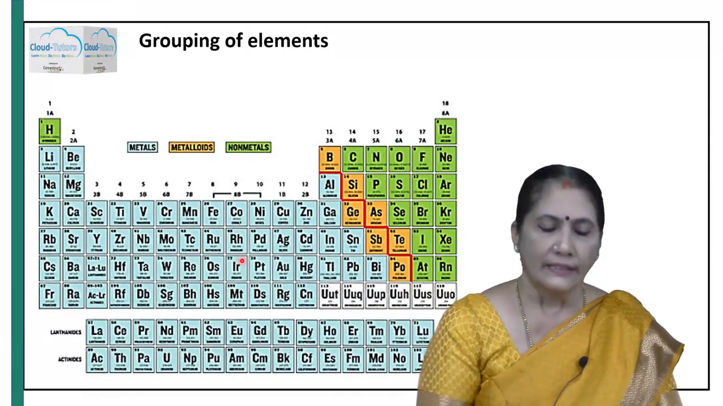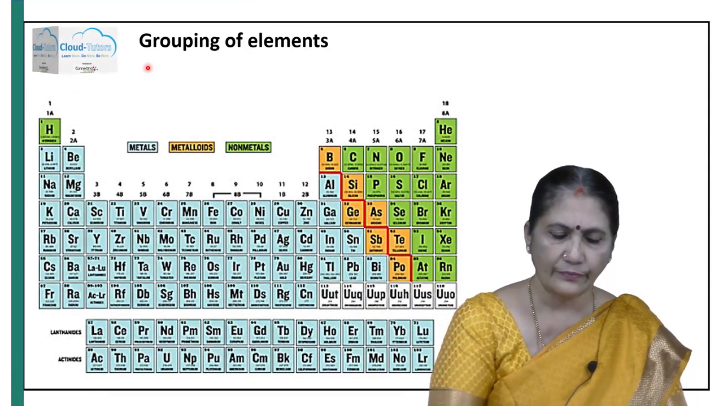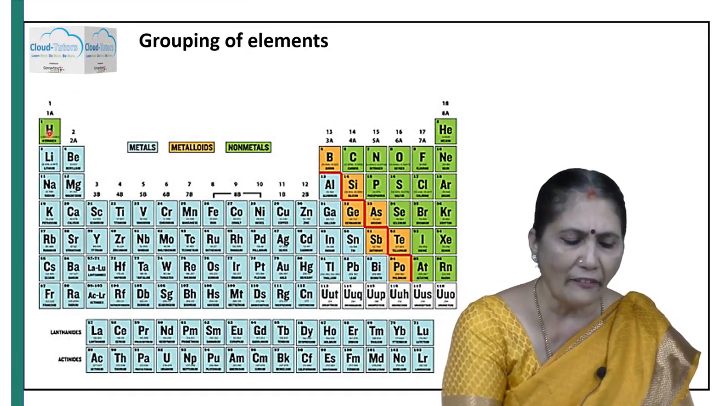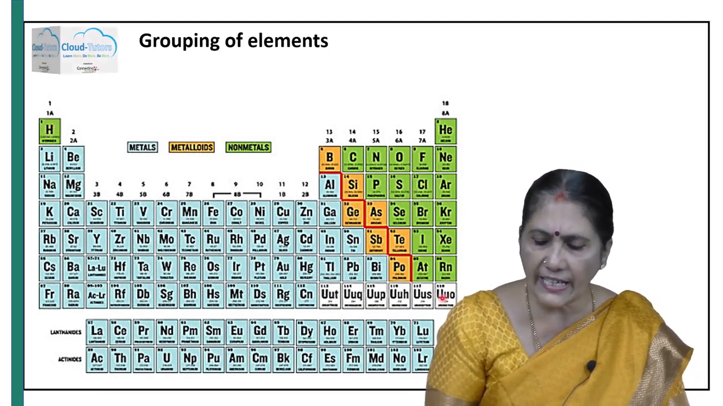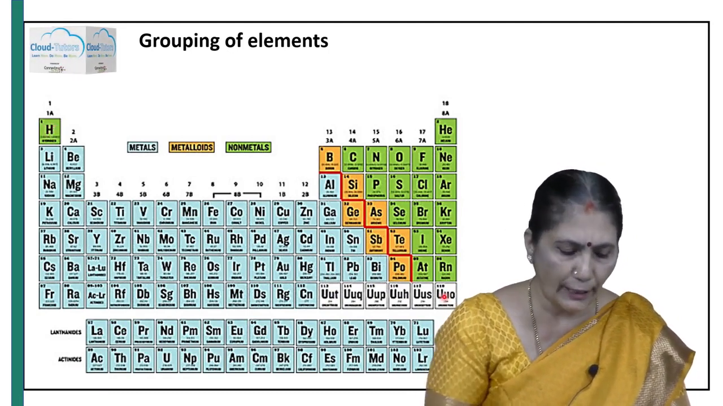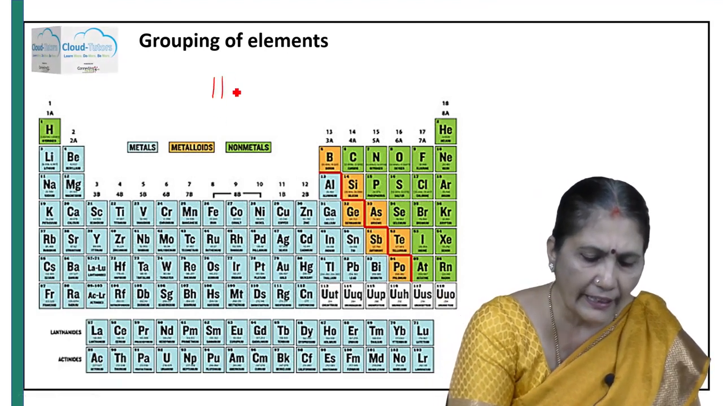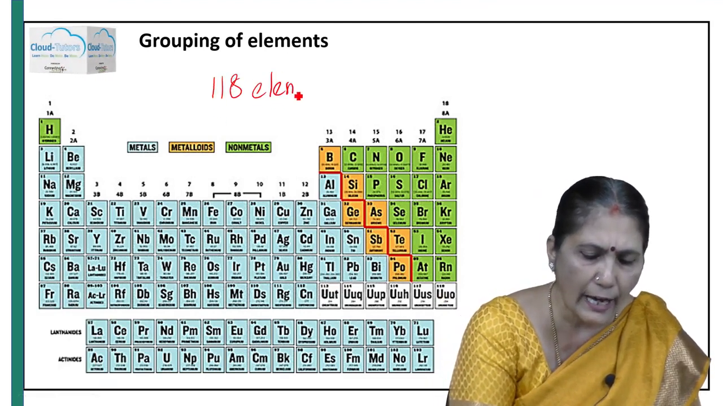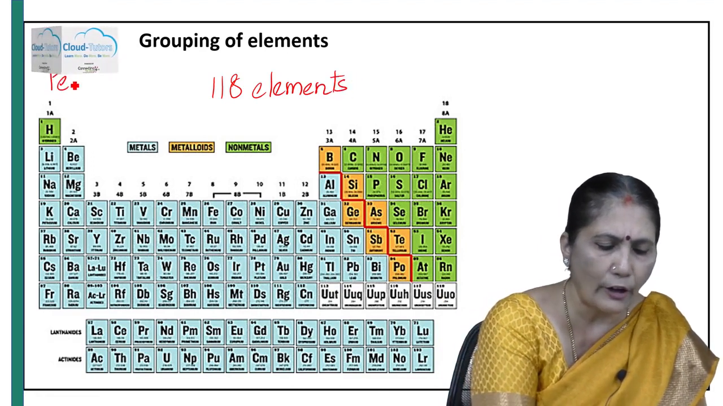Now, this is what is known as the periodic table. You have the elements. 118 elements are present in the periodic table. Let me write the number. 118 elements are present in what is known as the periodic table.